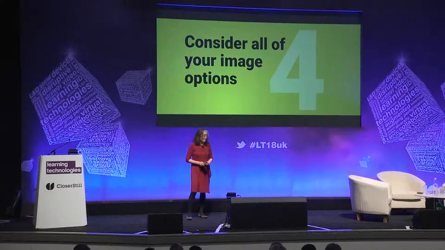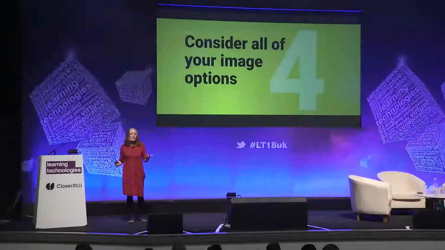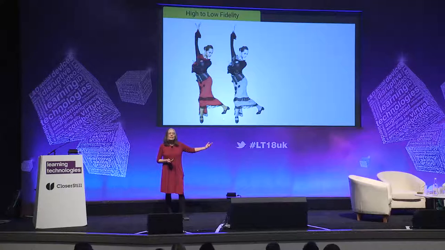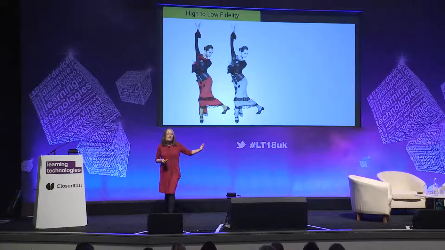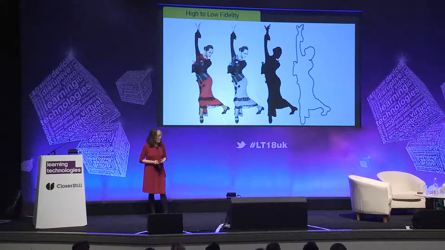Another facet of visual design is to consider all of your image options. We frequently just think, oh, I have to use a photograph. But really, there is a continuum from high to low fidelity of images. Color images, realistic graphics come first. That's the highest fidelity. And 3D renderings, realistic looking 3D renderings. Images that maybe have no color have a little bit less fidelity. Silhouettes have even less. Outlines have even less.